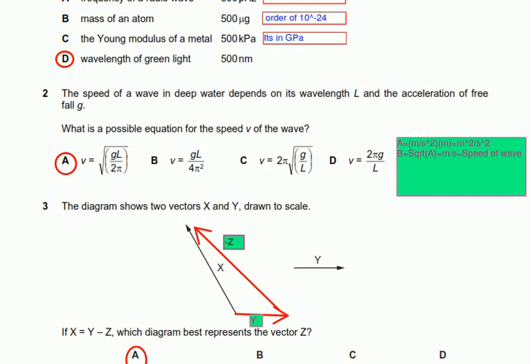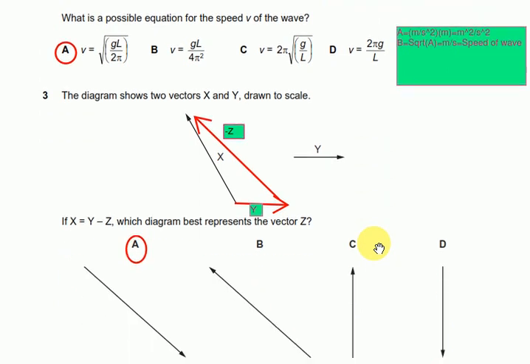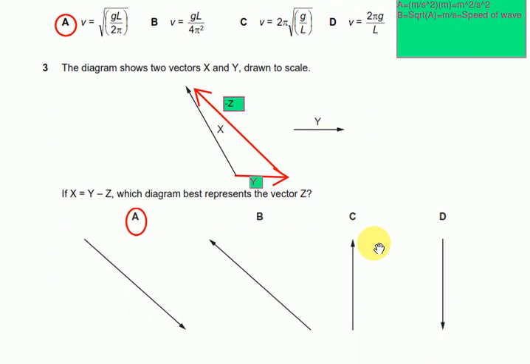So question number 3. The diagram shows two vectors x and y drawn to scale. If x equals y minus z, which diagram best represents the vector z? So the resultant vector is x, and y is this vector, minus z is this vector. So A shows which best represents the vector z. So this vector z would be in the opposite direction of negative z, so this would be A. A is the correct answer.